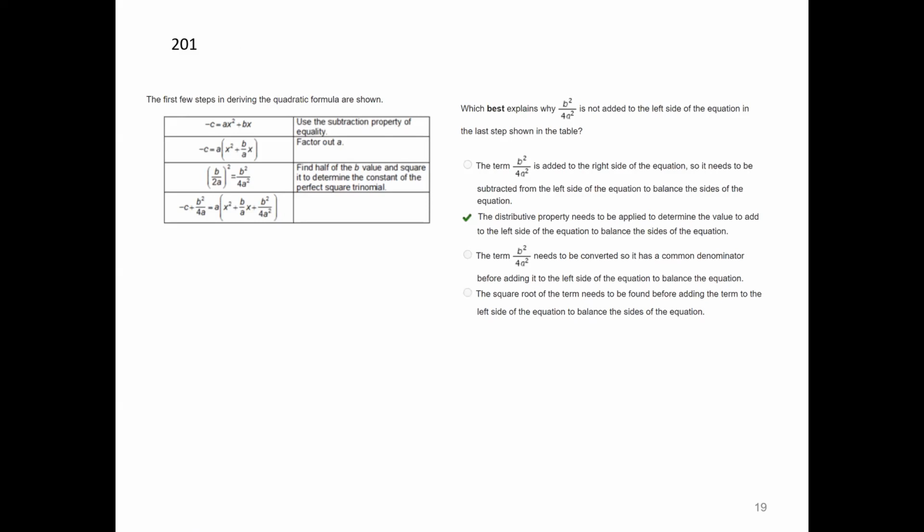All right, so which best explains why b squared over 4a squared is not added to the left side of the equation in the last step shown below? So looking at this part right here, they're asking me, what do we need to go ahead and write down right there?